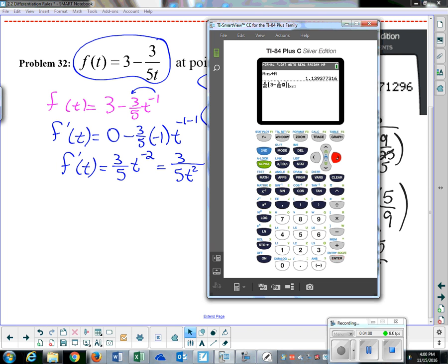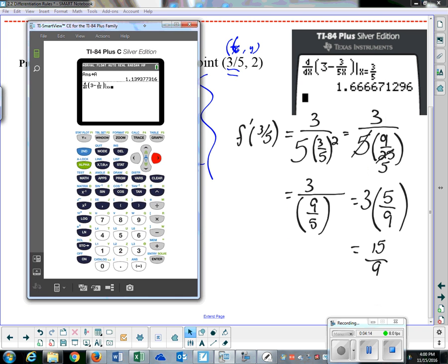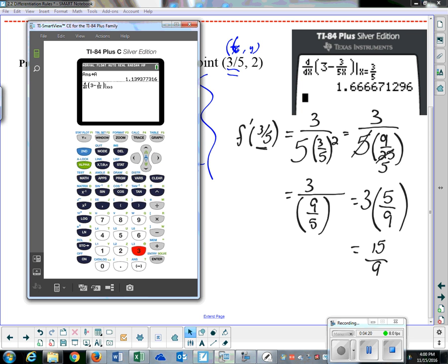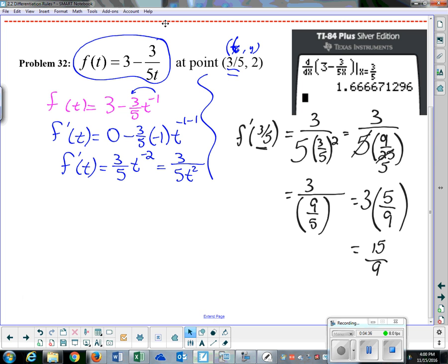3/5x. And then evaluating this at, what did we evaluate it at? We evaluated it at 3/5. So 3/5 is what's going to go in my spot right there. Hit enter, and there is my answer of 1.666, 1.667 rounded, or 1 2/3.